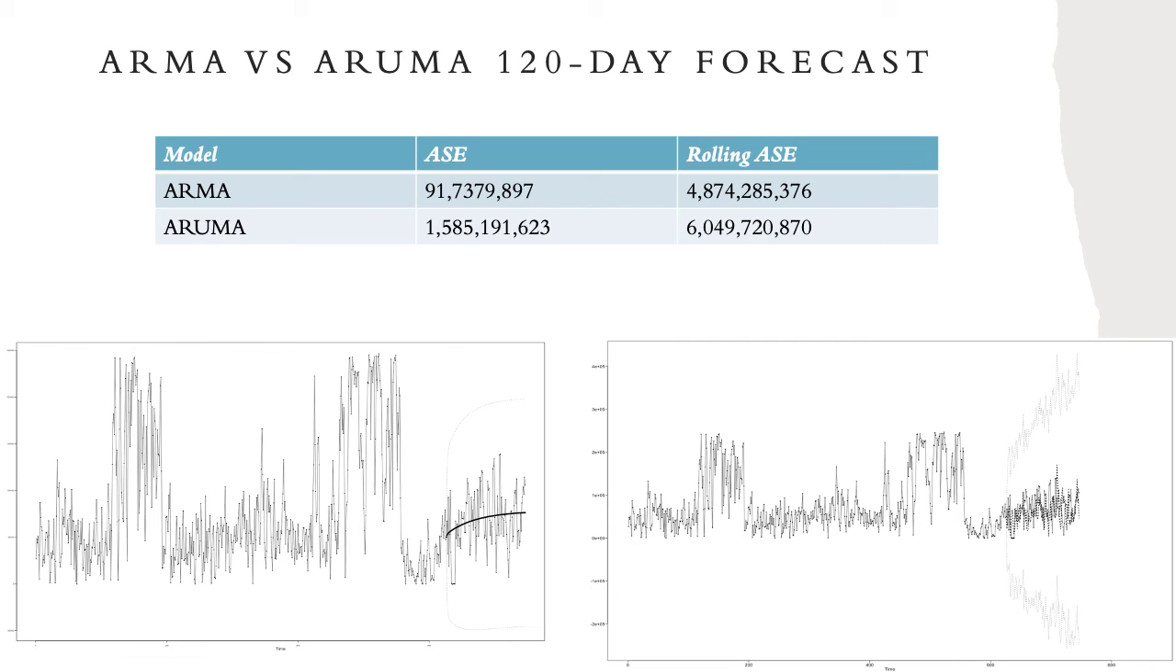I did forecasts for both 30 days and 120 days out. And in both cases, the ARUMA model with the seasonality, even though it had a higher ASE than our ARMA models, you end up getting a better forecast and better realizations.